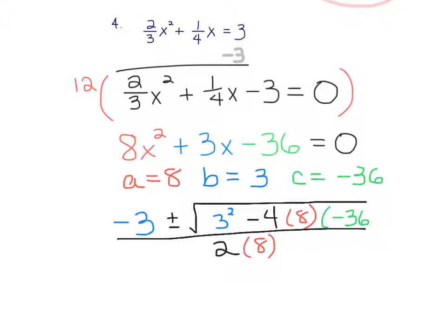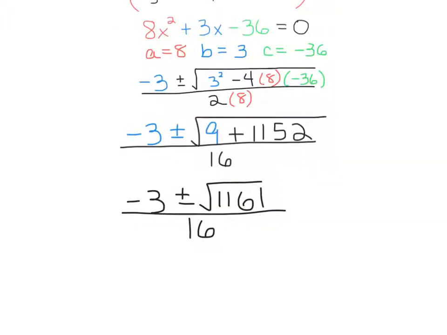We're going to get a really big number here. Okay, so I need to multiply -4 times 8 times -36, and I got 1,152. I multiplied the 2 and the 8 in the denominator and got 16. And now I've added 9 plus 1,152, and I got 1,161. Now, we need to break down that radical, or at least try.